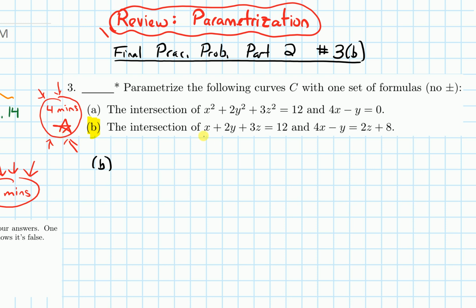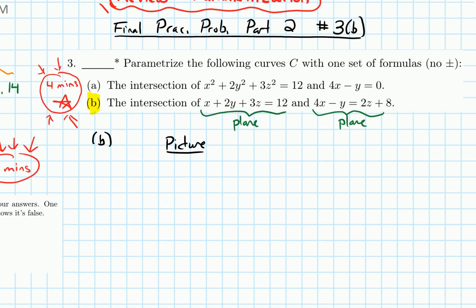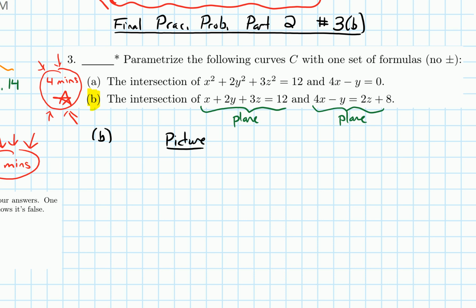The first thing to recognize is both of these are planes. That is a plane, and so is this. It can help to visualize this particular picture. I can't always do this in every single parameterization question, but I can do it for the intersection of two planes. I want to do this because there are actually 2 ways to do this problem, and for one of them, being able to visualize it is the key to the solution.